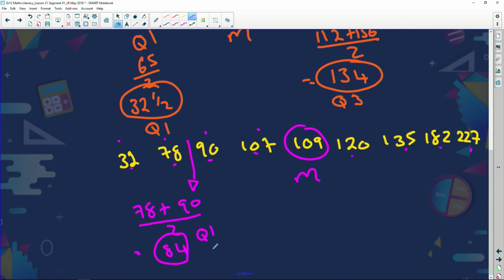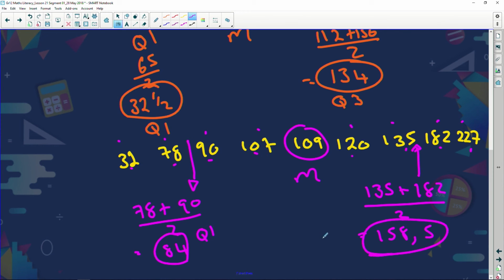Right, same thing with quartile 3. This side, that side, this side, that side. So quartile 3 is going to be 135 plus 182 divided by 2, and we're going to get an answer of 158,5. Okay, and that then will be quartile 3.